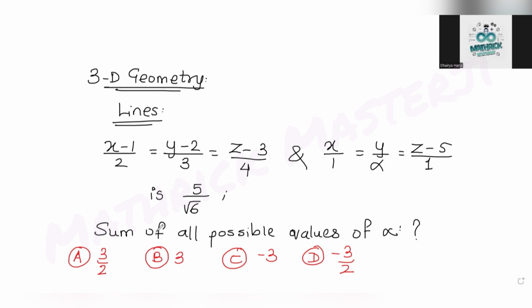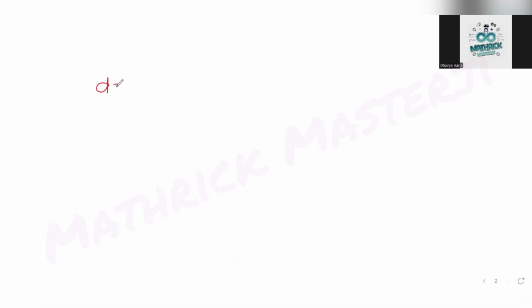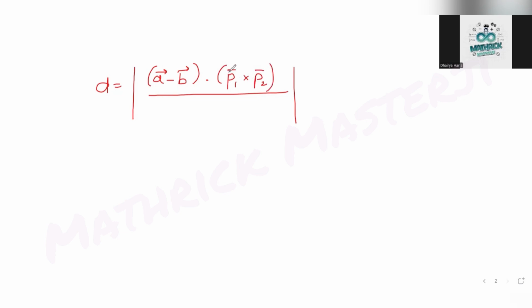Let's try to solve this question. First, it says the shortest distance between the two lines. If I want to find the shortest distance between the two lines, it is given by the absolute value of the dot product of the vector A minus B with the cross product of the two vectors P1 and P2, divided by the absolute value, or modulus, of that cross product. It equals 5 over root 6.